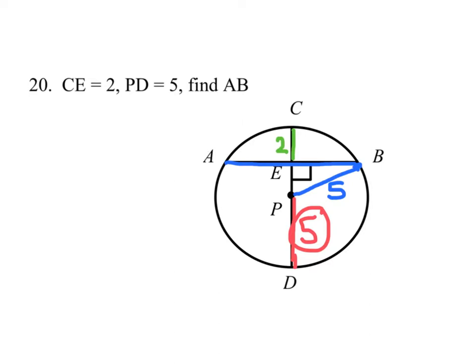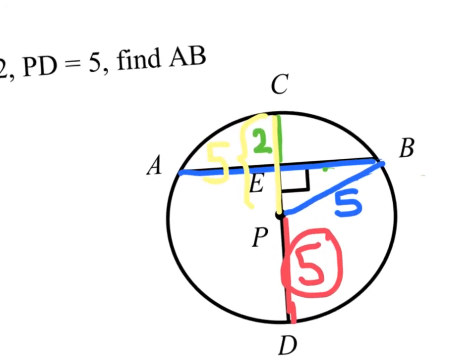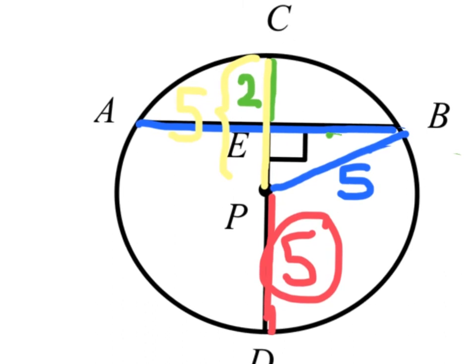Second thing I'm noticing is that they give me this little piece as 2, but that yellow segment is also a radius. So that whole yellow segment is going to be 5 because it's also a radius. I know that's hard to see. Sorry about that. That yellow segment's kind of hard to see, but it's also a radius. I'm going to try to zoom in here. There we go. But what I can see is that since this guy is 2, I know that this piece right here is going to be 3.